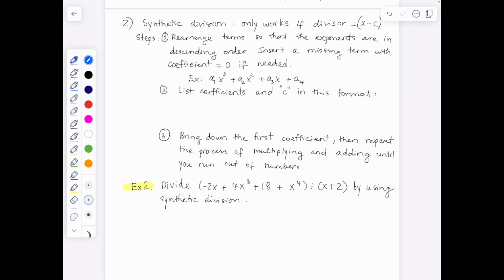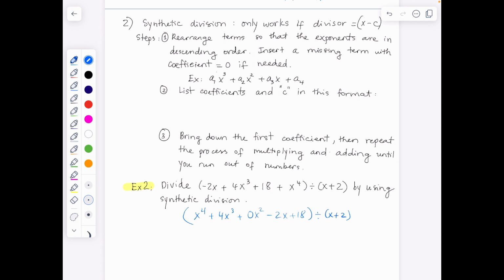Step 1, rearrange terms so that the exponents are in descending order. Insert a missing term with coefficient equals 0 if needed. So rearranging the terms, I should have x to the fourth written first, plus 4x cubed. An x squared term is missing, so I'm going to write plus 0x squared, and then minus 2x plus 18, and that is divided by x plus 2.